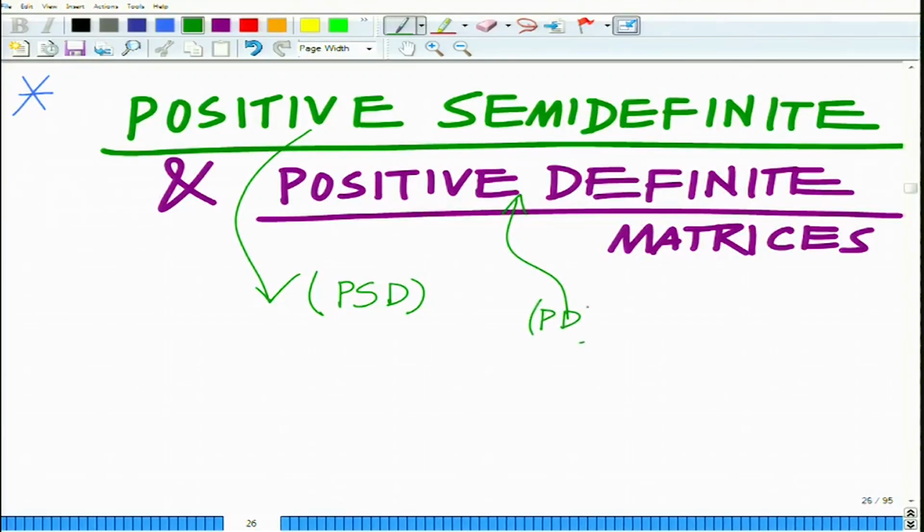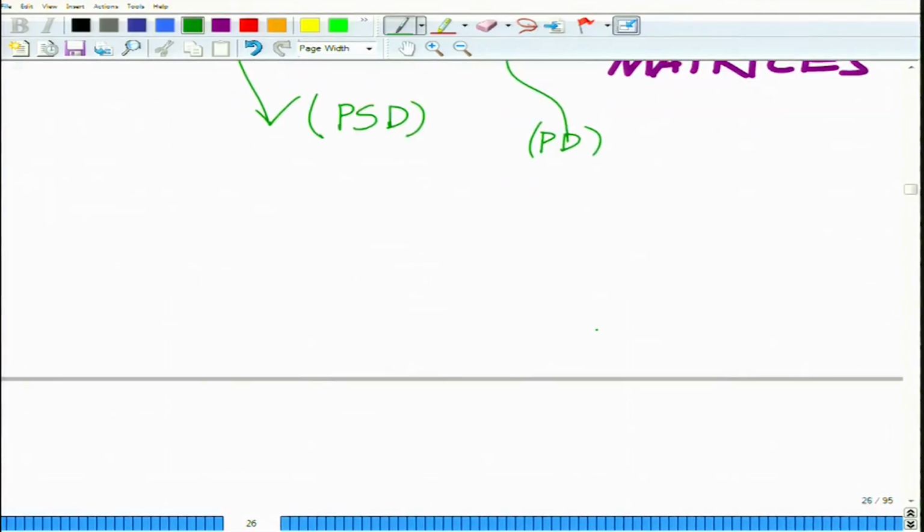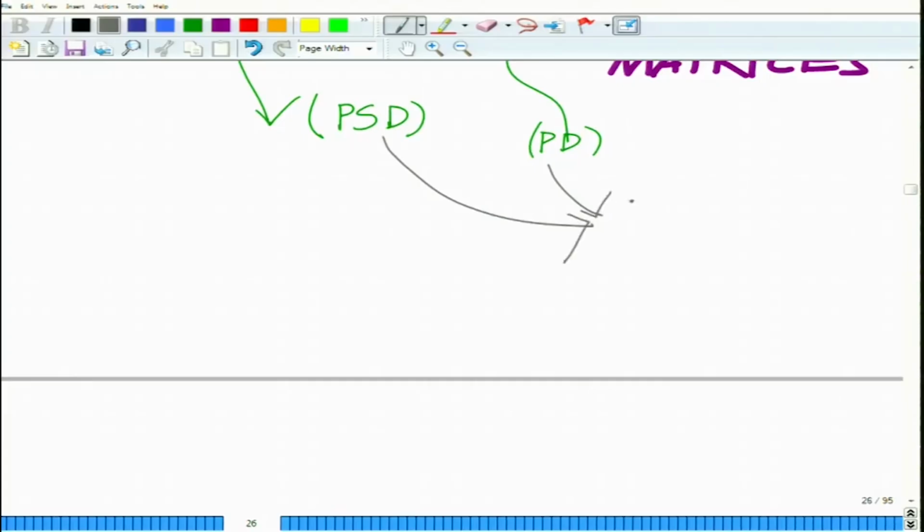There can be positive semi-definite matrices and positive definite matrices. And of course, both of these are defined only for square matrices, similar to the concept of eigenvalues and eigenvectors, which are defined for square matrices.